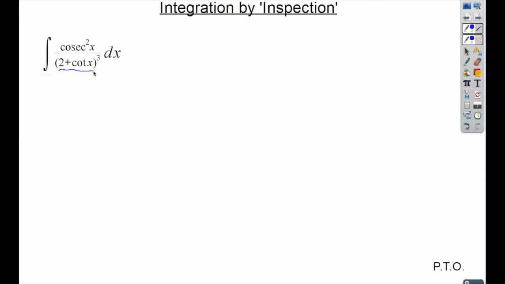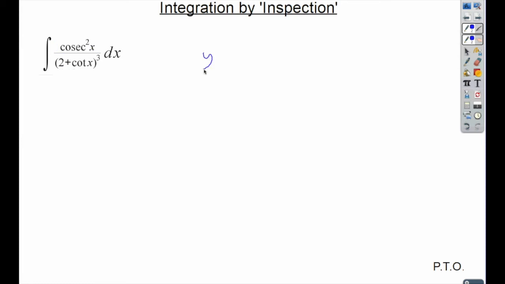Now if we differentiate 2 plus cot x, we get negative cosec squared x. And isn't that absolutely lovely? You've got cosec squared x on the numerator. And it's as simple as that. That tells us that that must be the form that we're looking for.